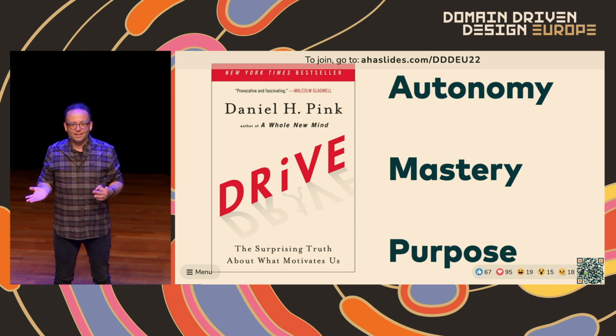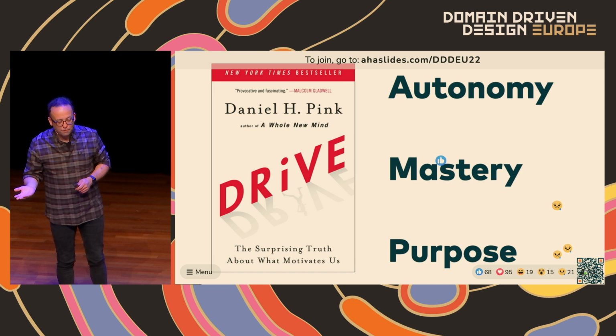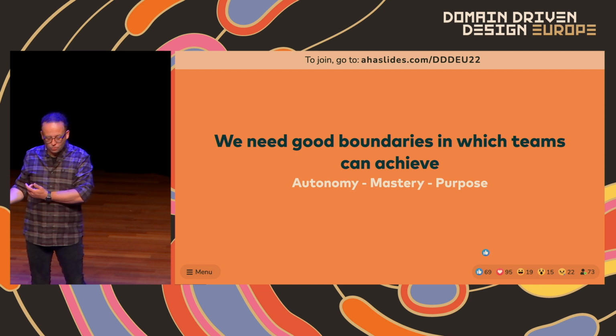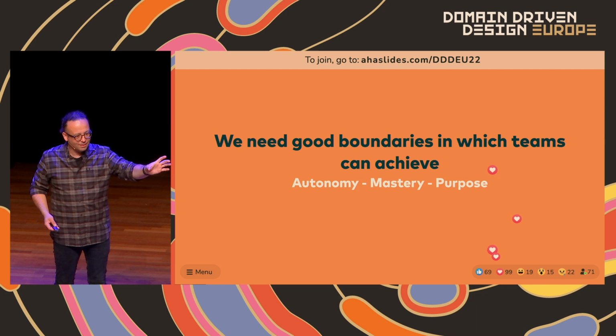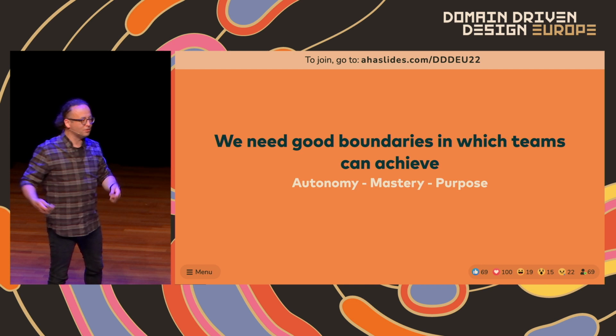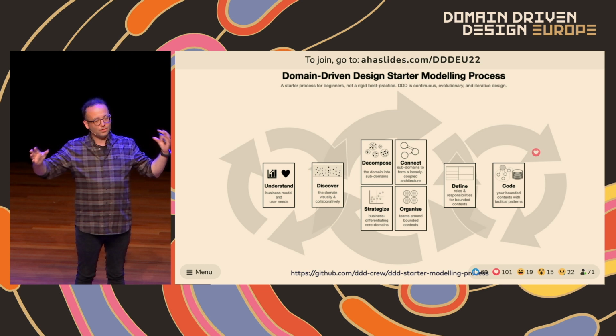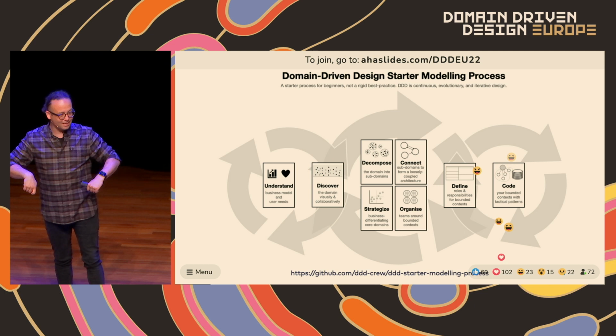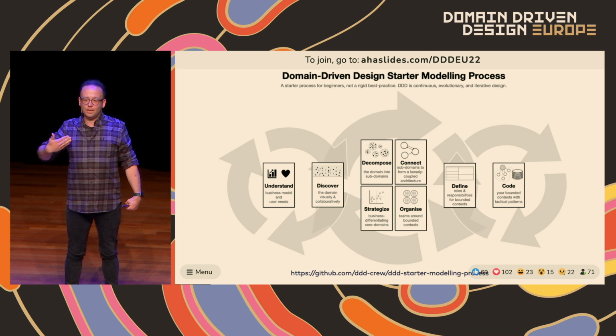One of the ideas that we very often see in the DDD space is that we say, hey, we need some decent boundaries in which teams can achieve. And we very often say autonomy, but also let's expand this idea to mastery and purpose. And one of those ideas is the idea of the bounded context. And in order to guide you there, Maxime, my good friend, is also doing a talk right now in the Red Room about this beast here, the domain-driven design starter modeling process. And that's something that I want to give you as a first very, very big hint.